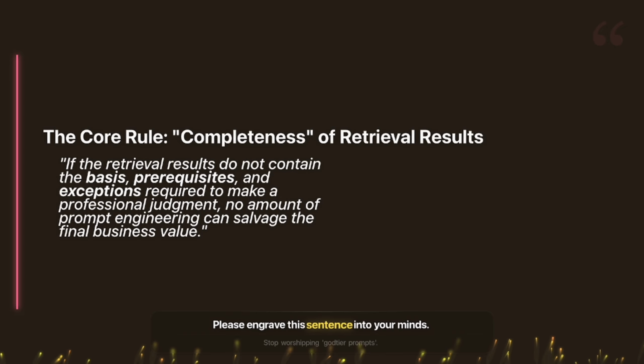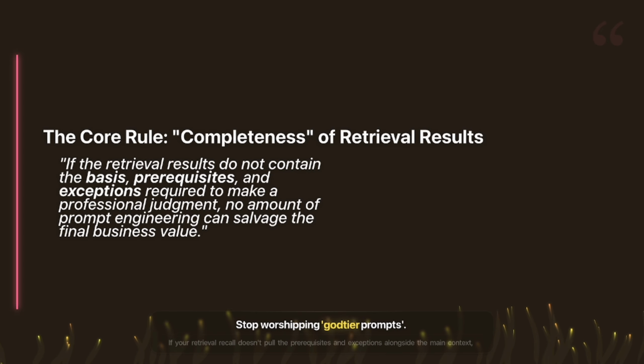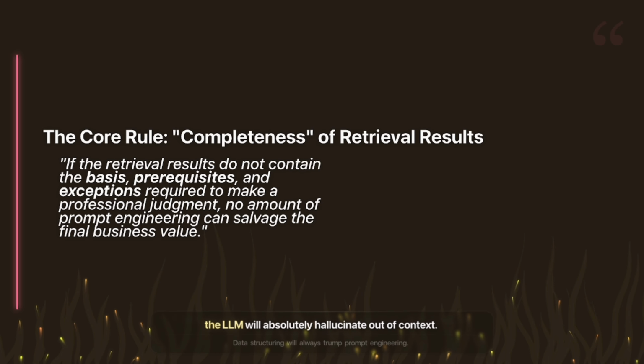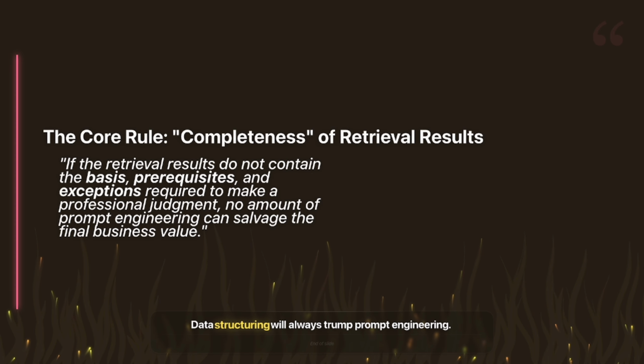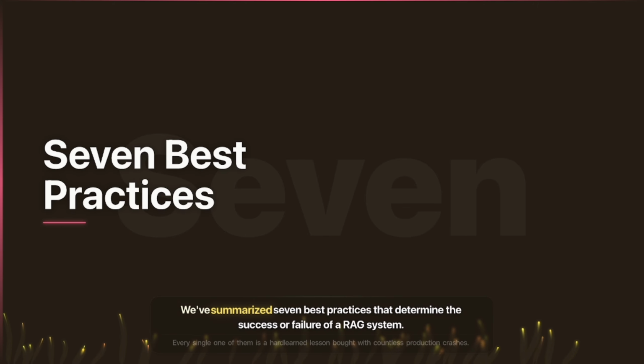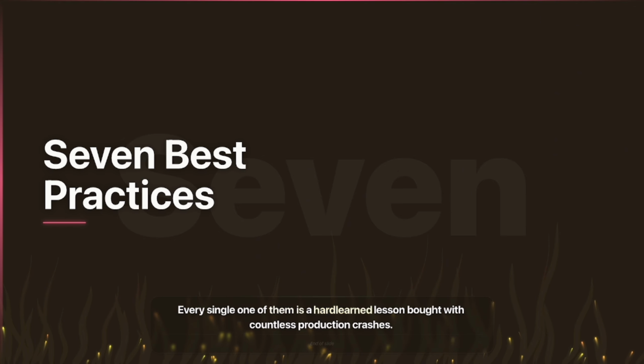Please engrave this sentence into your minds. Stop worshipping God-tier prompts. If your retrieval recall doesn't pull the prerequisites and exceptions alongside the main context, the LLM will absolutely hallucinate out of context. Data structuring will always trump prompt engineering. So how exactly should we do this? We've summarized 7 best practices that determine the success or failure of a RAG system. Every single one of them is a hard-learned lesson, bought with countless production crashes.